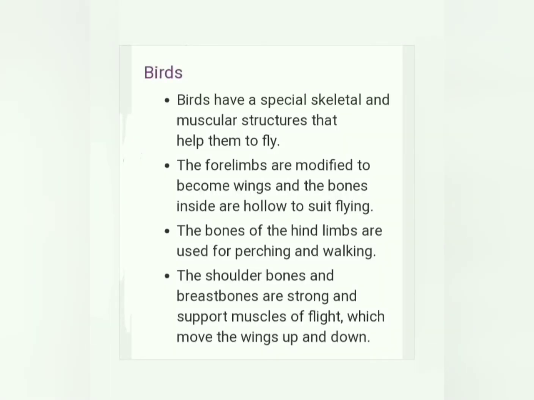About birds. Birds have a special skeletal and muscular structure that helps them to fly. Birds have hollow bones, and the muscular structure helps birds to fly. Next point: the four limbs are modified to become wings, and the bones inside are hollow to suit flying. Third point: the bones of the hind limbs are used for perching and walking.